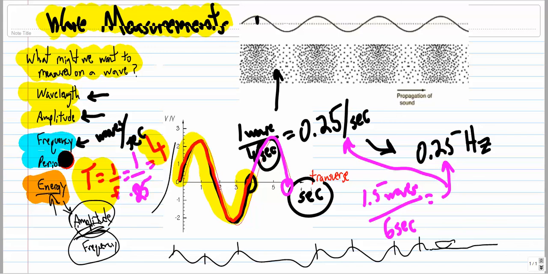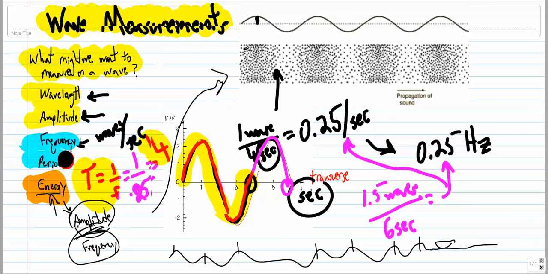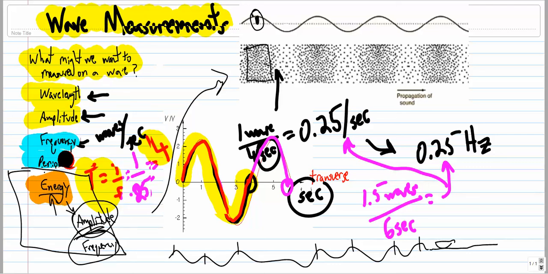So if we're talking about these sound waves up here, if we could really pack these compressions together a lot, we would have a very big pressure difference. So that would be more amplitude. If you understand that, then you're going to be good to go on my wave measurements quiz.